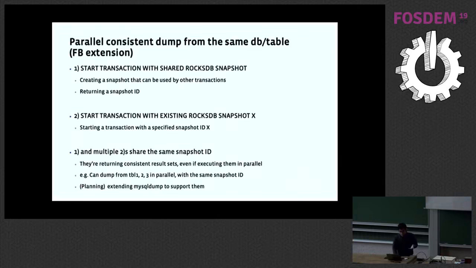For example, if there are large tables T1, T2, T3, you start a transaction with shared snapshot, and two other clients use START TRANSACTION WITH EXISTING SNAPSHOT with the same snapshot ID. All these clients can run in parallel, and the results are consistent. This means we can run parallel consistent backups, which is a pretty big deal if you need a consistent backup from a very large database.